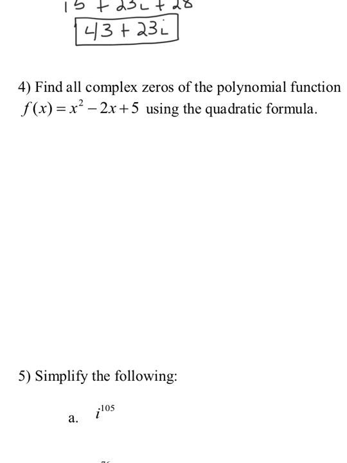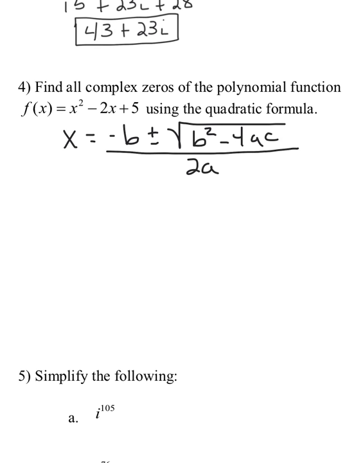Okay, question 4 says, find all complex zeros of the polynomial function f of x equals x squared minus 2x plus 5 using the quadratic formula. All right, so here's the quadratic formula. x is equal to -b plus or minus the square root of b squared minus 4ac, all over 2a.